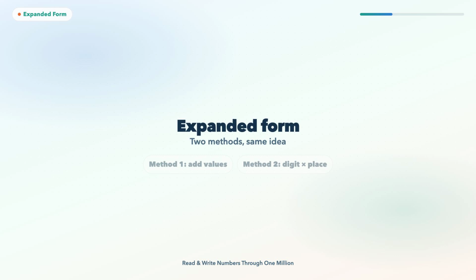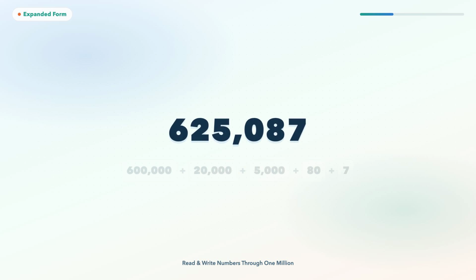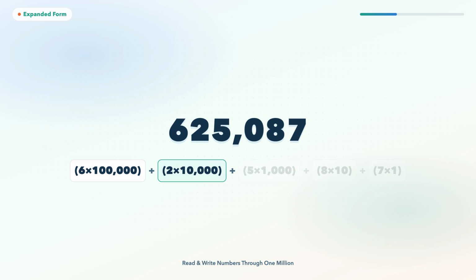Expanded form stretches a number into the sum of each digit's value. We use 2 methods. Both mean the same thing. Method 1 for 625,087. 600,000 plus 20,000 plus 5,000 plus 80 plus 7. Skip places that are 0, like the hundreds place here. Method 2 uses multiplication. 6 times 100,000 plus 2 times 10,000 plus 5 times 1,000 plus 8 times 10 plus 7 times 1. Each digit multiplies its place value.